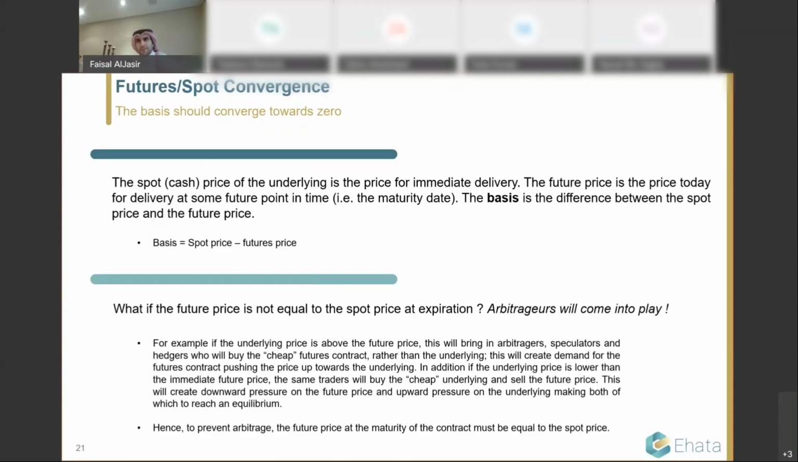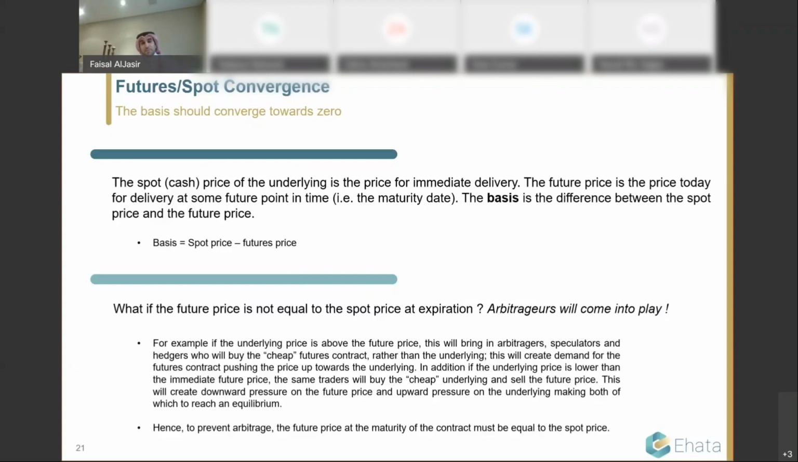So if we are close to delivery or close to expiry time, this should get minimized the closer we get to the expiry date. It should reach zero. And the further we go from the spot, if the contract will be delivered in a month, or in a year, we should expect, in most cases, more basis, meaning that the difference between spot price and future prices is larger.